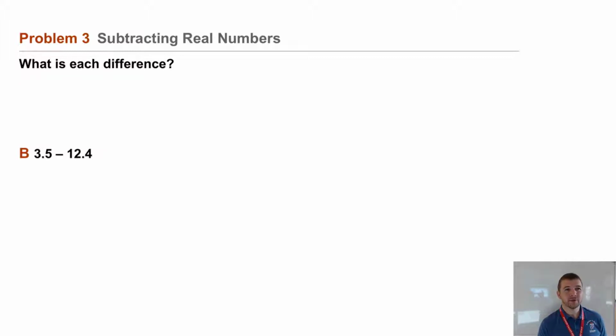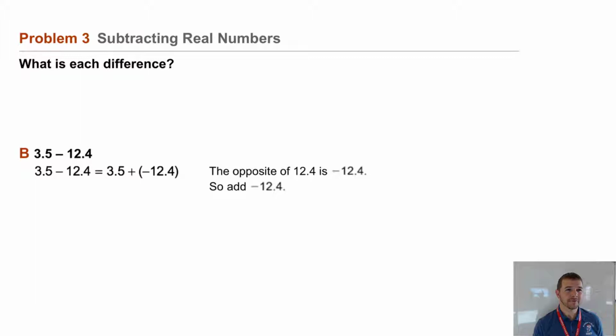Part B, 3.5 minus 12.4. Well, the opposite of 12.4 is negative 12.4, so we add negative 12.4. 3.5 plus negative 12.4 is negative 8.9.